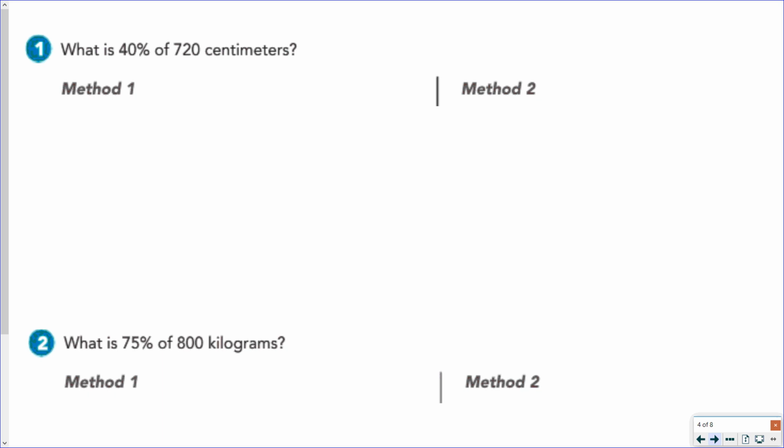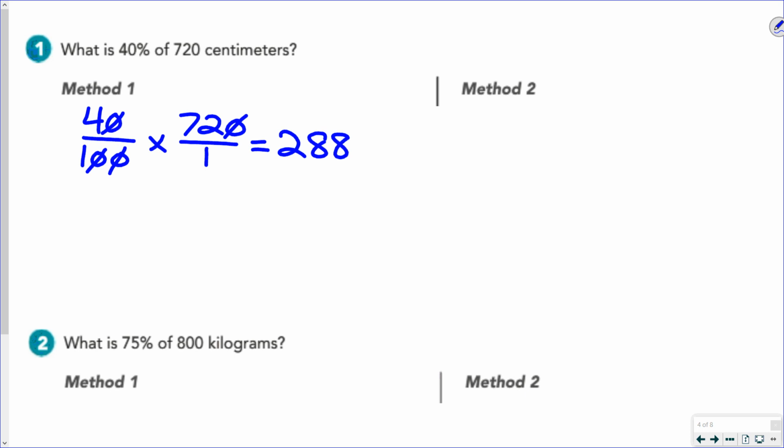So if we want to determine what 40% of 720 centimeters is, one method is we could use a fraction. So 40% would be 40 over 100, "of" means times 720. We can divide both of those by 10 to eliminate zeros. Divide 40 and 100 by 10 to eliminate those zeros. And now we're left with 4 times 72, which is 288 centimeters.